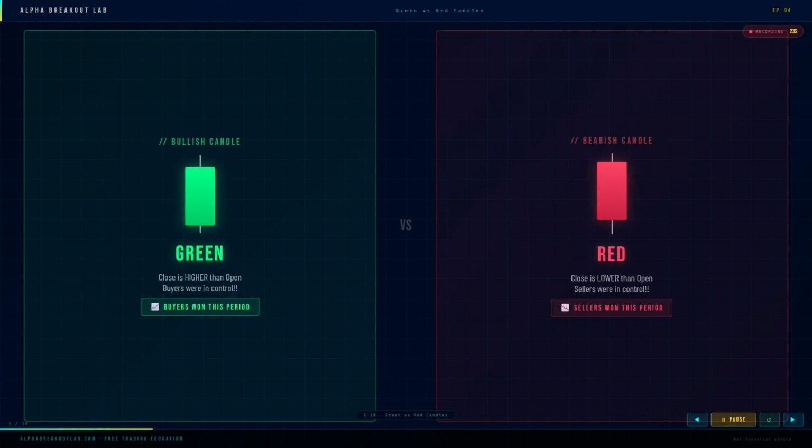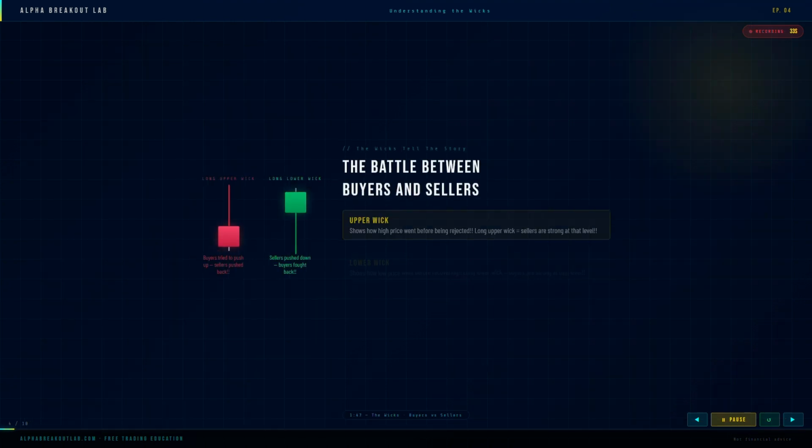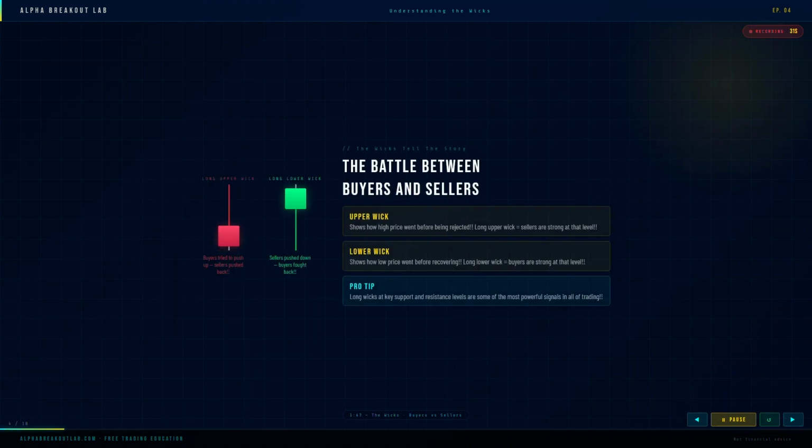The thick part of the candle is called the body. The body shows you the difference between the open and the close. A green candle, sometimes called a bullish candle, means the price closed higher than it opened. Buyers were in control. A red candle, sometimes called a bearish candle, means the price closed lower than it opened. Sellers were in control. Simple rule: green means buyers won that period.